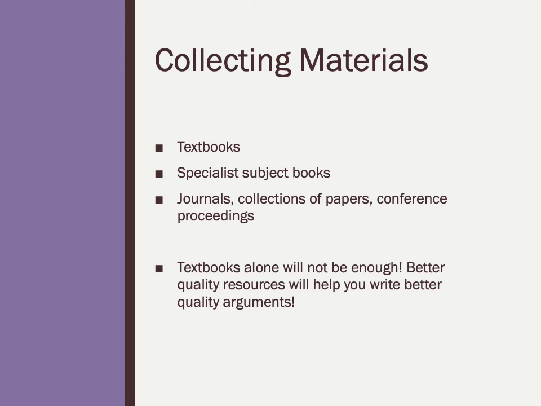A specialist subject book or a journal paper give a more detailed view of the subject, but they also are more critical, and they are more likely to give you an up-to-date interpretation of what's going on in the field. Particularly the journal papers will enable you to mention the more recent debates that are going on in that topic.